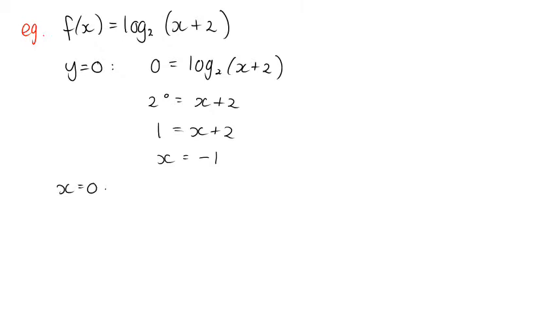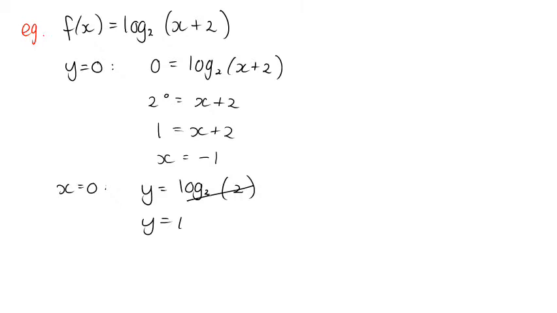Make x equals 0, find the y-intercept. So y equals log base 2 of 2. Right, this base and this base are the same, so it's just 1. The base and the base are the same, so it's just the power. The power of 2 is 1. Take it over and it's 2 to the y. It's 2 to the 1, yeah.